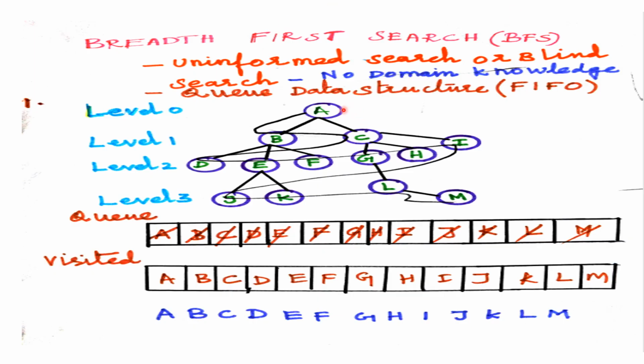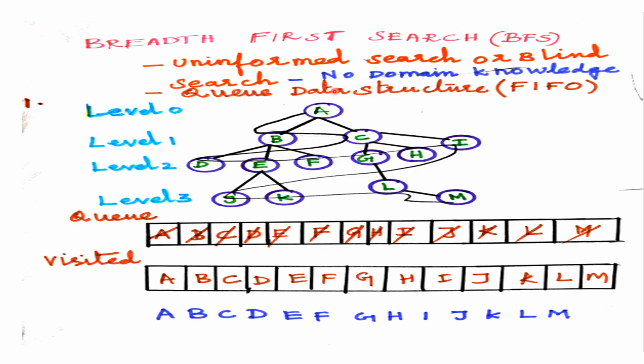So here this is level 0. Always the root node position is called level 0. The next level is called level 1. B and C are available in level 1. D, E, F, G, H, I are available in level 2. And level 3 has J, K, L, and then level 4 has M. Okay. So these are all the levels available in this structure. Totally 4 levels are available. So now what is the meaning of breadth first search?